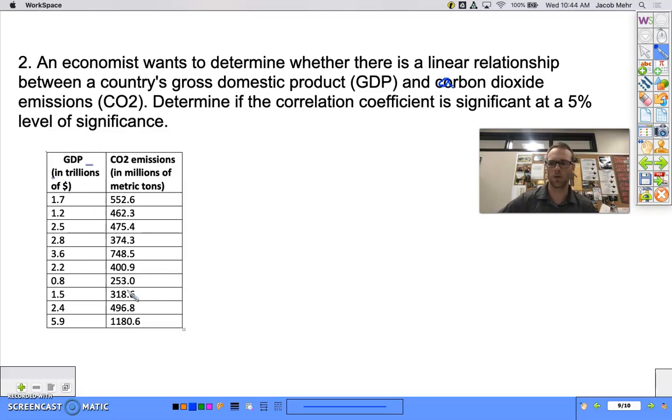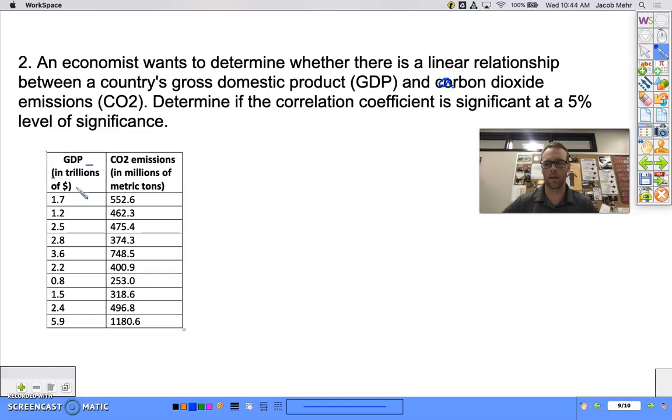So we have some countries here. We do not have every country. This is a sample. We have their GDP, and then we have their CO2 emissions. What we'll do is we'll put those into the calculator. We'll calculate our correlation coefficient. Then we'll find our critical value from the table in the book, and we'll make our conclusion. So I'm going to pause the video.